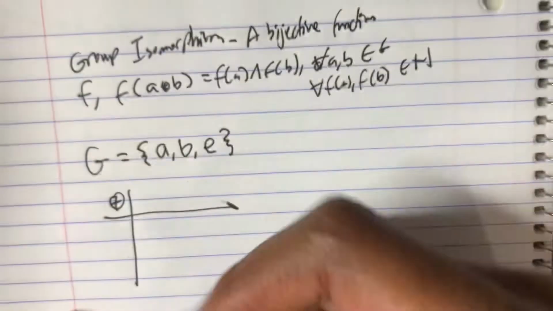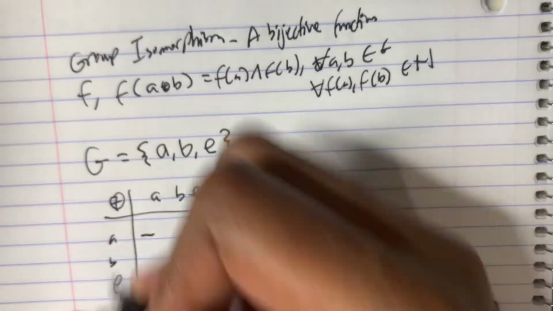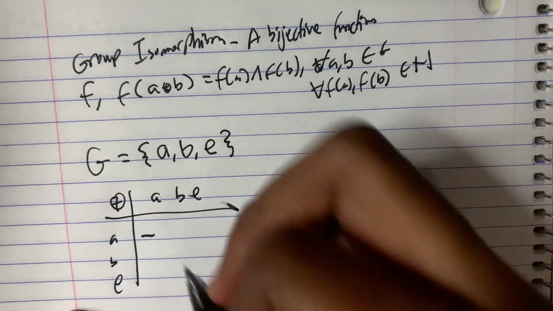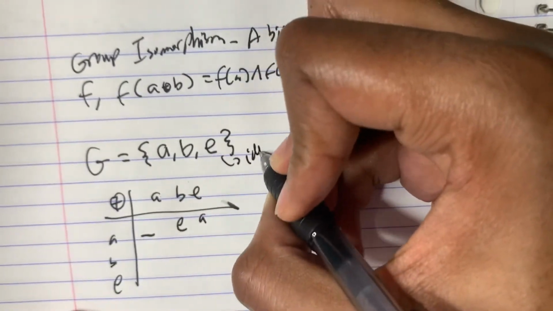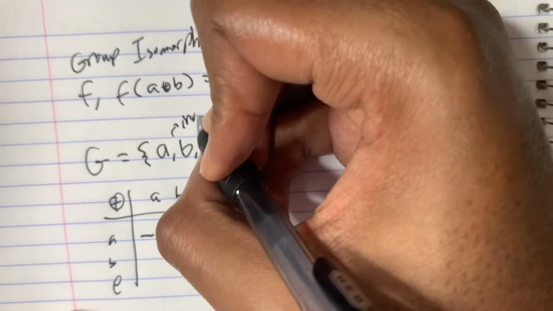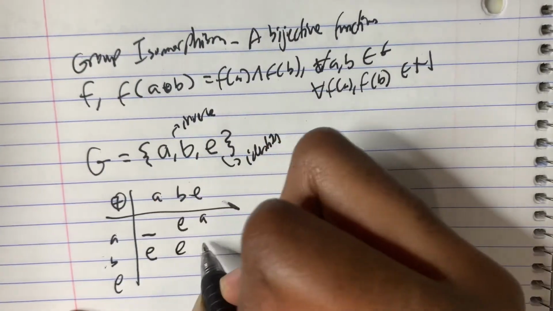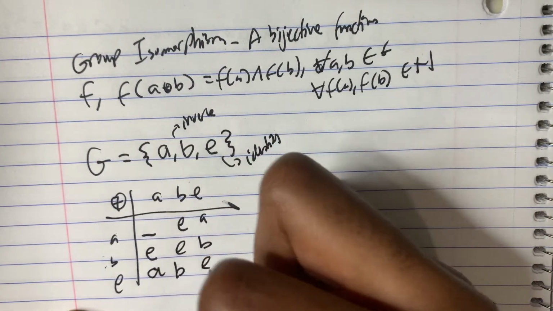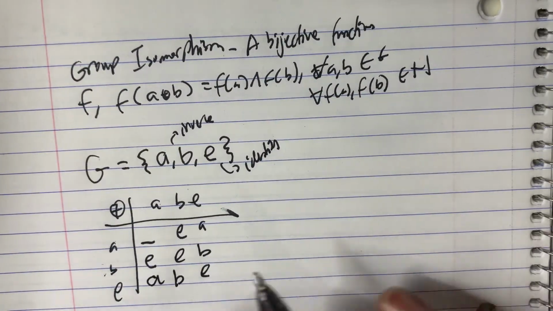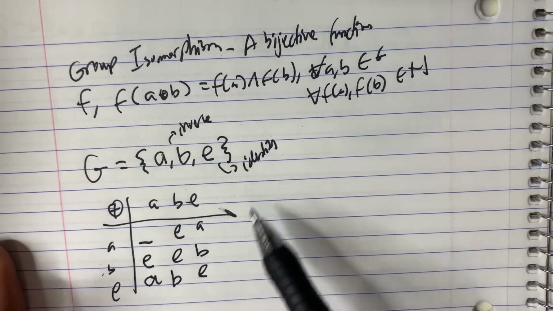That's an operation. I have A, B, E, and A, B, E. So A operated with A is going to be something. We don't know that yet. A operated with B is going to be E. A operated with E is going to be A. By the way, this is the identity element. This is the inverse element. B operated with A, that's going to be E. This is going to be E. This is going to be B. Here we have A. Here we have B. Here we have E. So if any of this was confusing, I recommend watching my first video on group theory. I talk about what a group is, and you'll learn what an identity and inverse is.